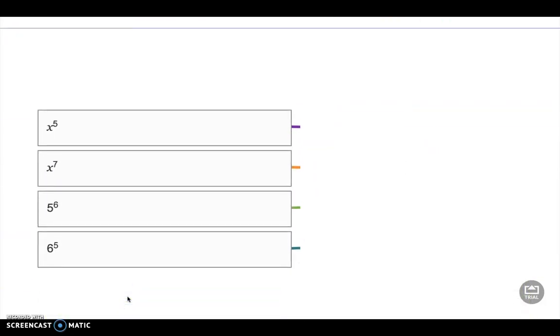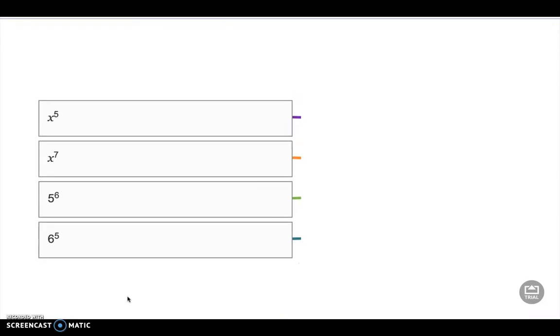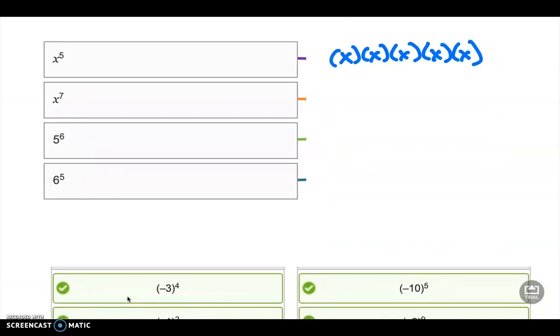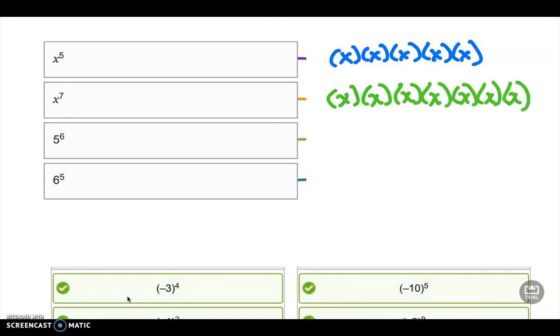We're going to look at this now, x to the fifth. We're going to rewrite this in expanded form. So x to the fifth is the same thing as x times x times x times x times x. 1, 2, 3, 4, 5. Next, x to the seventh is x times x times x times x times x times x times x, that's 7. And we can't evaluate that any further because we don't know what x is.